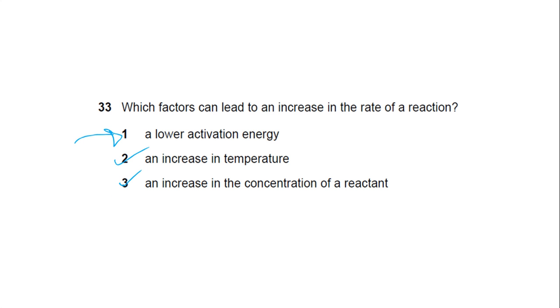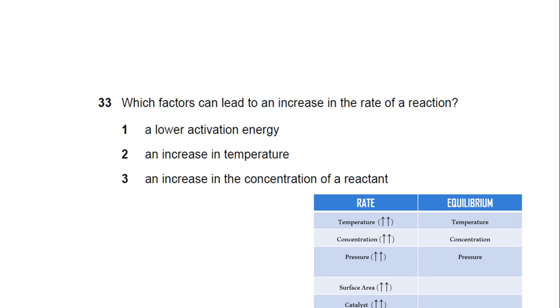We know if the concentration of the reactant increases, the rate increases. In one of my previous videos, I also showed this table that you could memorize in order to solve any question related to rate and equilibrium increasing or decreasing. If you see here, we know temperature and rate have a direct relation, concentration and rate have a direct relation. So 2 and 3 are correct. Now the confusion is about the first statement, a lower activation energy.